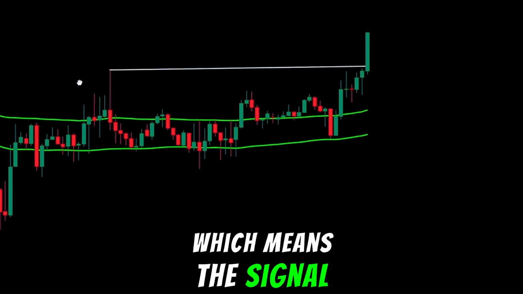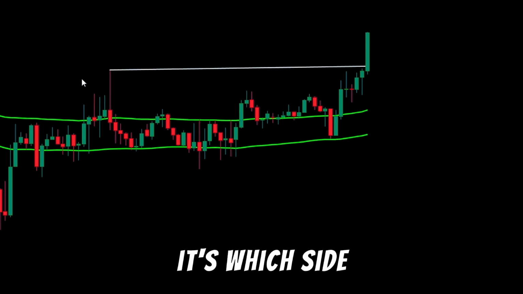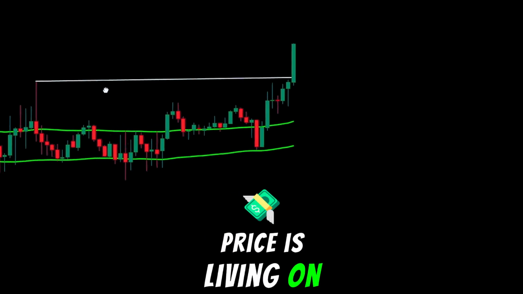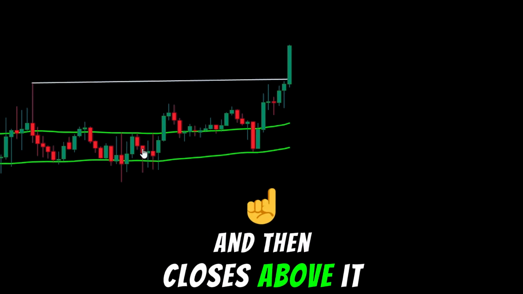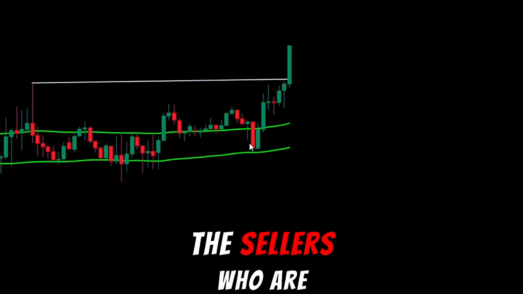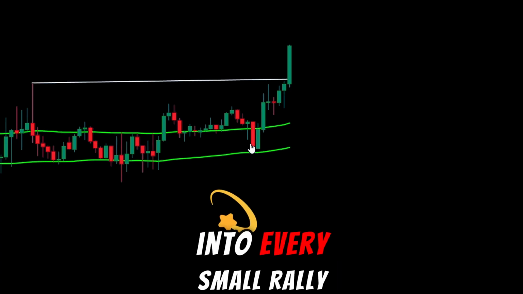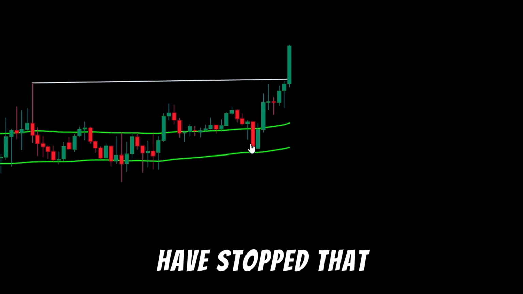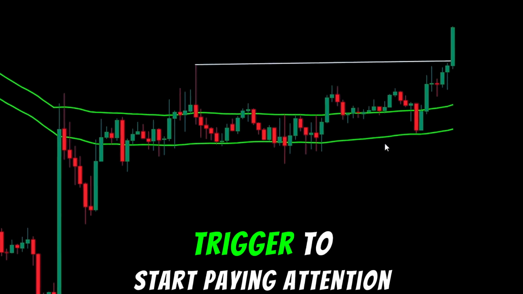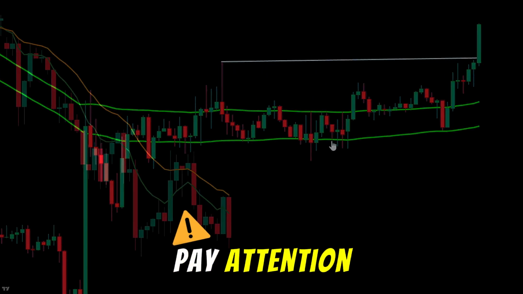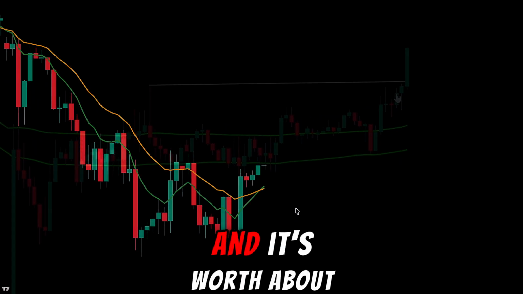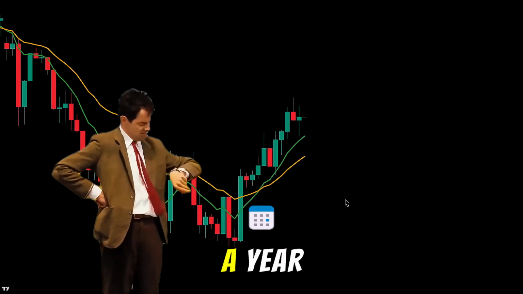Which means the signal isn't the line itself, it's which side of the line price is living on. When price spends 40 bars below the average and then closes above it, something has changed. The sellers who are happy to keep selling into every small rally have stopped. That flip is our trigger to start paying attention. Not to buy, to pay attention. There's a big difference, and it's worth about half your account over a year.